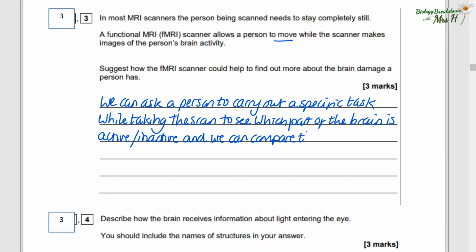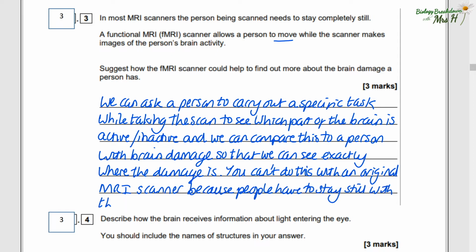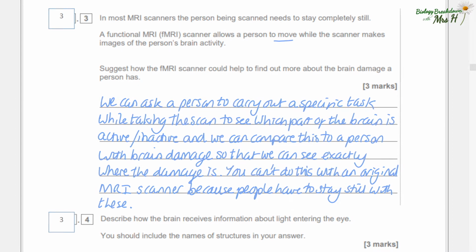Then we can compare this to a person with brain damage so that we can see exactly where the damage is on our person we're scanning. And you can't do that with an original MRI scanner because people have to stay very still in those. So these moving ones are very handy.